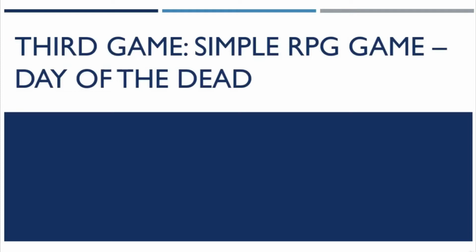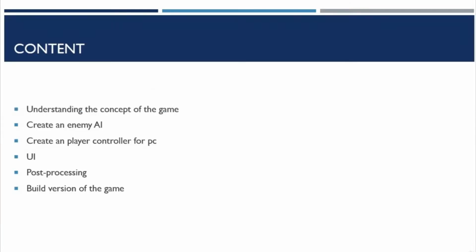Section of this course, which is the third game, Simple RPG game, Day After Dead. So in this section we are going to learn some new things like understanding the concept of the game. Since this game is an RPG game, we are going to understand a few fundamentals of the RPG type of game. The next thing we are going to learn is to create an enemy AI, and the AI we are going to use for that is the navigational tool. So navigational mesh, we are going to take hands on the navigational mesh, nav mesh agents, and all of these components.